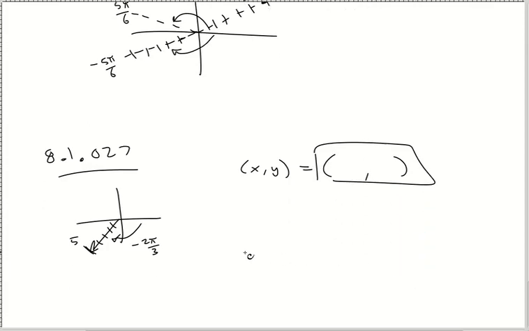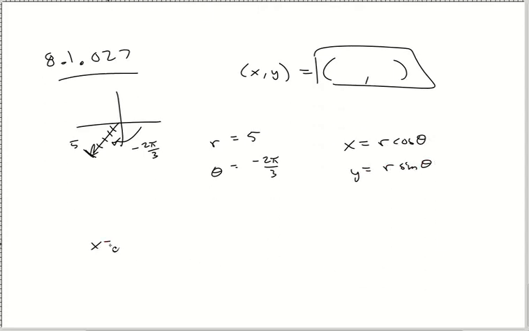How do we convert over? Well, we know that r is equal to 5, and my angle is negative 2 pi over 3. Well, I'm going to go to these simple formulas. X is equal to r cosine theta, and y is equal to r sine theta. And so, just plugging it in, I got 5 cosine of negative 2 pi over 3.